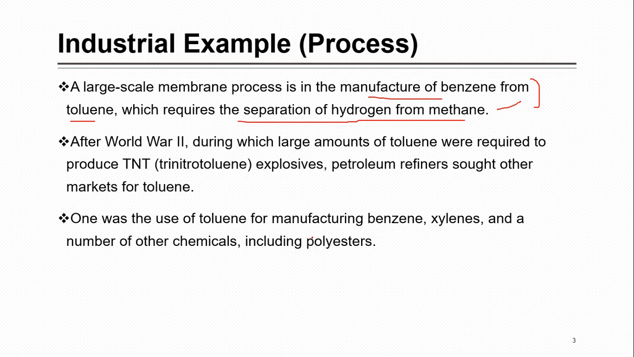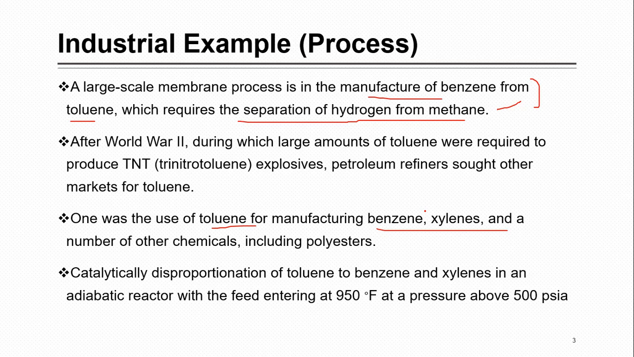When people saw that this can be used for production of benzene and xylene, they started developing a process, and they came to know that toluene can be converted to benzene and xylene if we provide a catalyst as well as a very high temperature of 950 degrees Fahrenheit and a pressure of above 500 psia. At these conditions, toluene is converted to benzene and xylene.